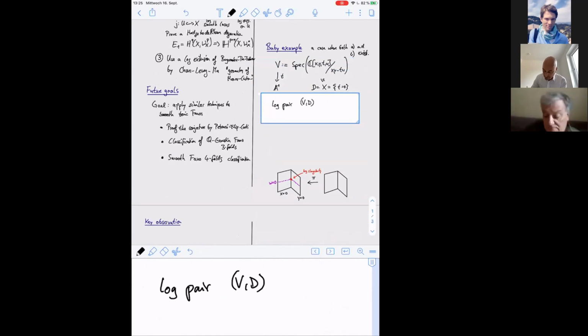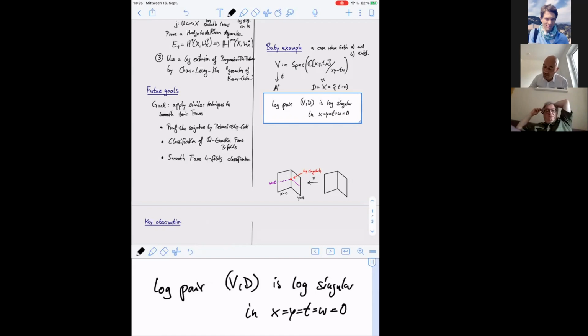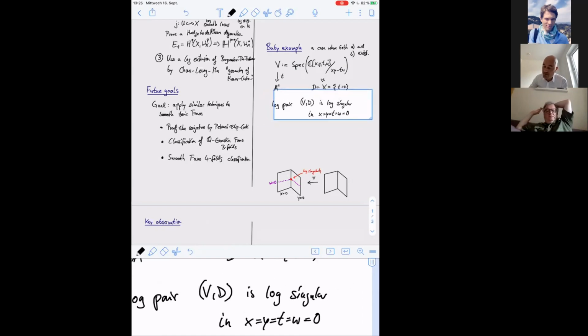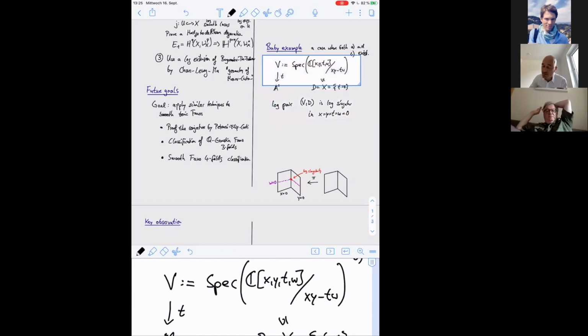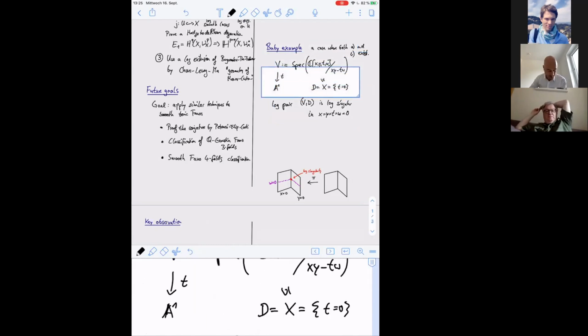V comma d is an example for what I talked about. And it is log singular in the origin. Okay, so that's the point x equals y equals t equals w equals 0. And where it's a 0, you can show it's log singular. Okay, so even though it's given by a toric variety and so on, it's singular at that point.